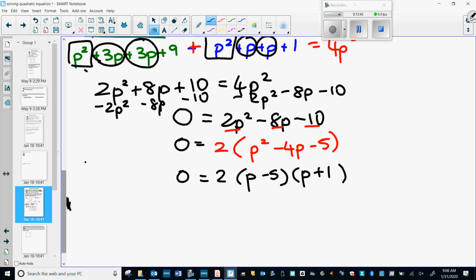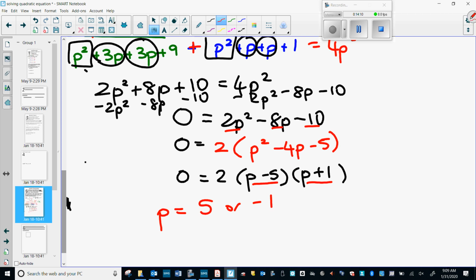Okay. Alright, so we're solving, so we need to do that final step to say, well, either that bracket is 0 or that bracket is 0. So p is either 5 or negative 1. Okay? So remember to do that final step, we've factorised it, and then we have to actually solve it, so we've got 5 or negative 1.